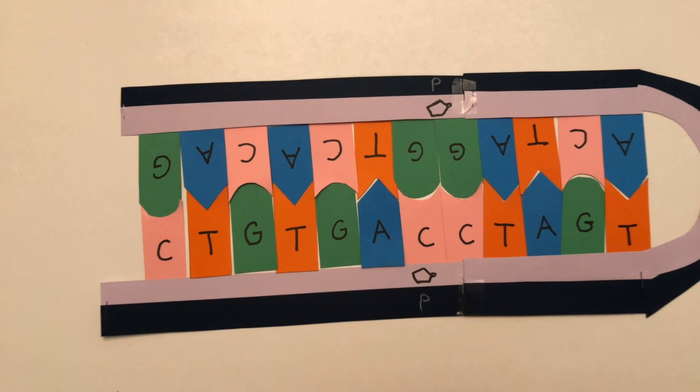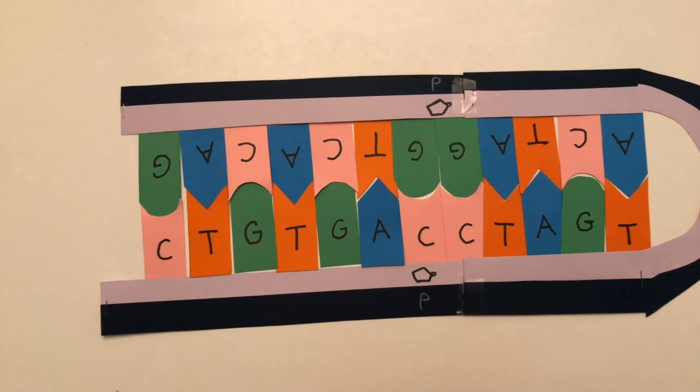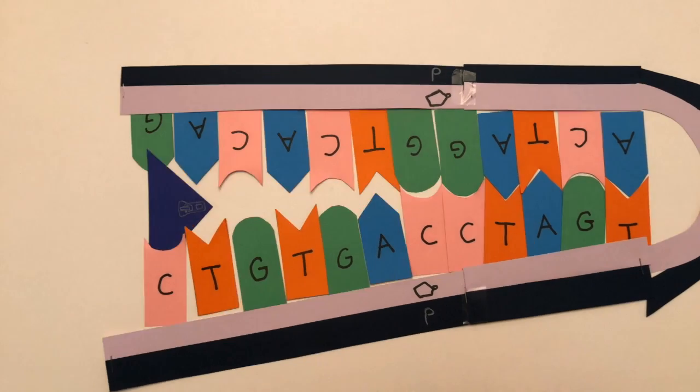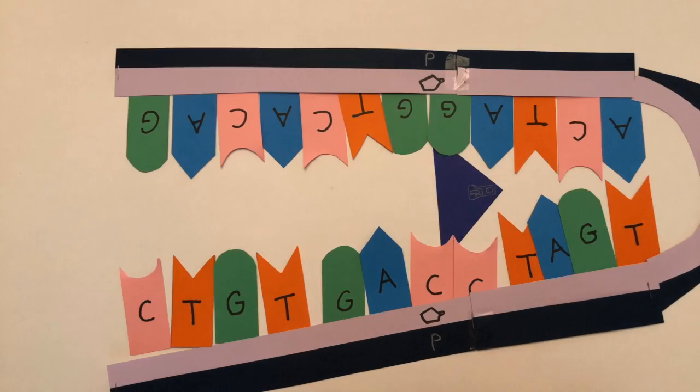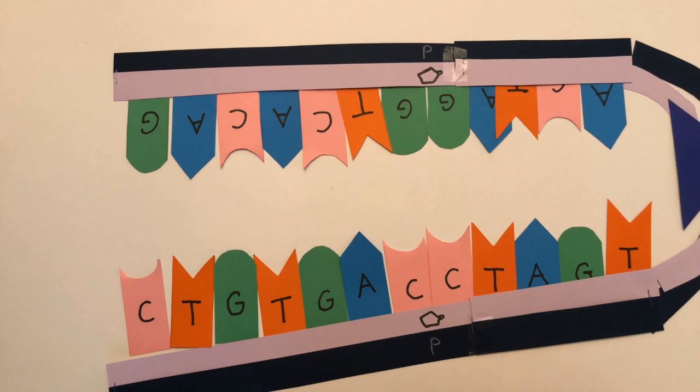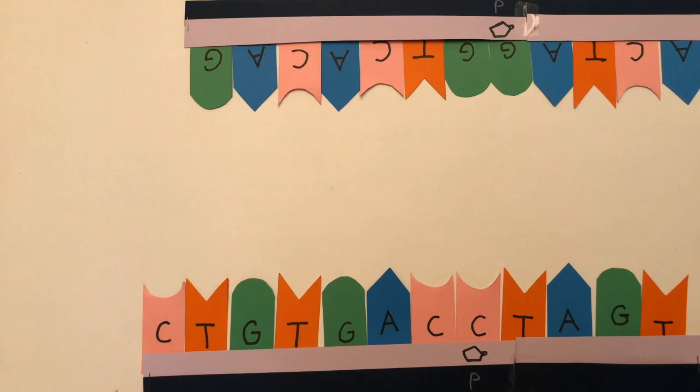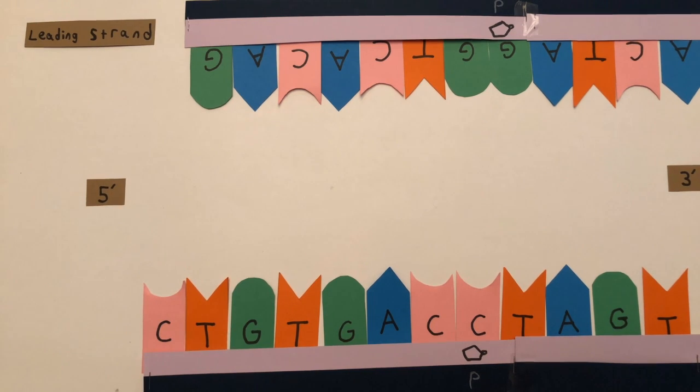Here we have our original double-stranded DNA about to undergo replication. Firstly, helicase comes in and breaks the hydrogen bonds between the complementary base pairs. This separates the DNA into two separate strands. The top strand, which is the leading strand, runs 5' to 3'. DNA polymerase can only build in the direction of 5' to 3'.